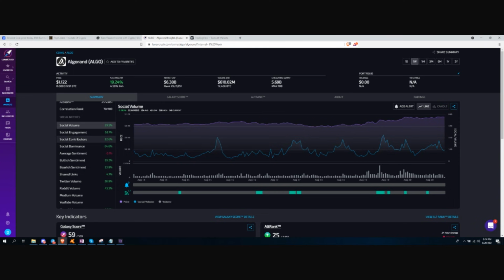Now, we see that over the past 7 days, social media engagement went up 63.7%, contributors 22.6%, and social media dominance went up 64.6%. We even see its bullish sentiment, which is 29.2%, and its sentiment for going bearish is actually pretty high as well. That's because it did jump from about, I think, 63 cents. So I'll check the market shortly. I think last month this coin was at 63 cents, and now it's at $1. So we have share links that have gone up 4.7%.